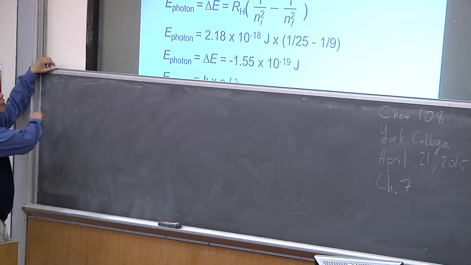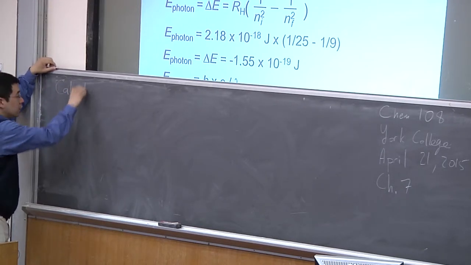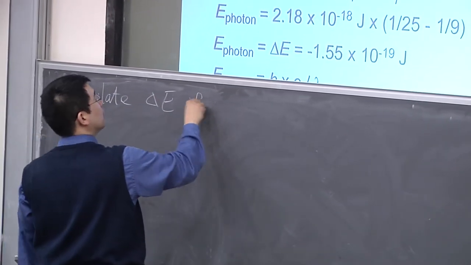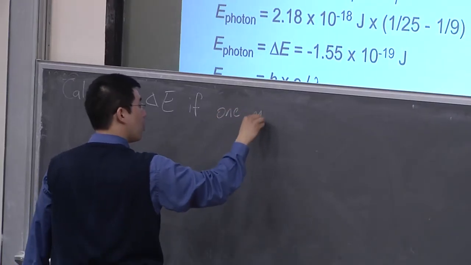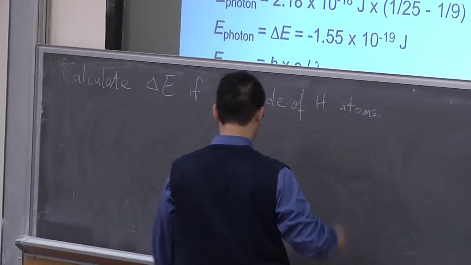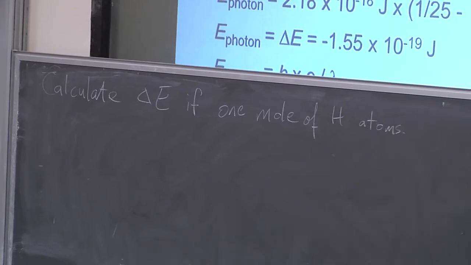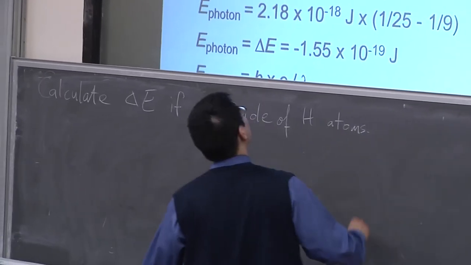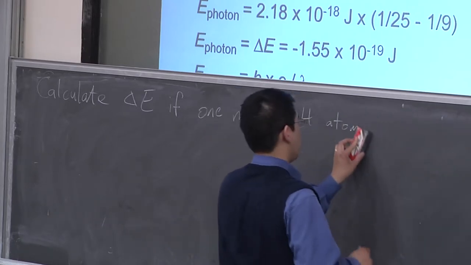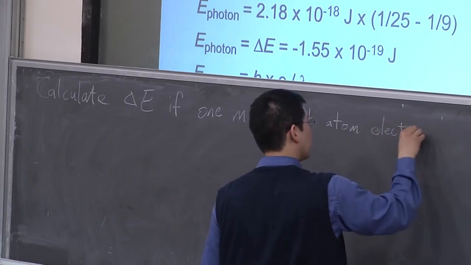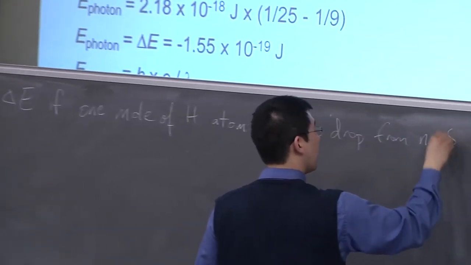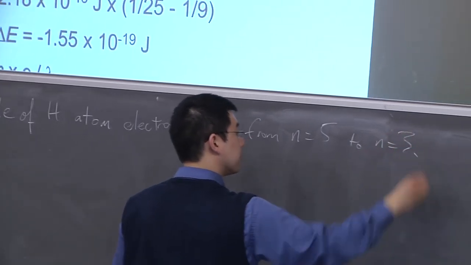Okay, so let's say we calculate delta E if 1 mole of hydrogen atoms, or 1 mole of electrons on the hydrogen atom, drop from n equals 5 to n equals 3.